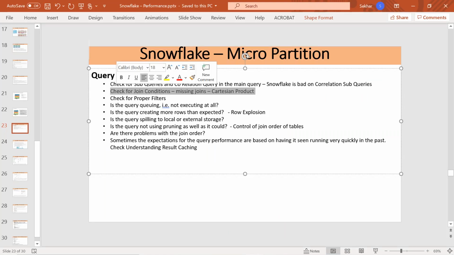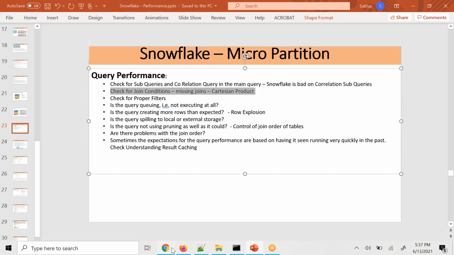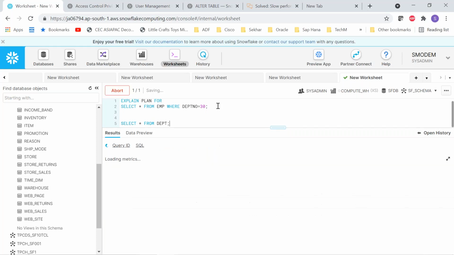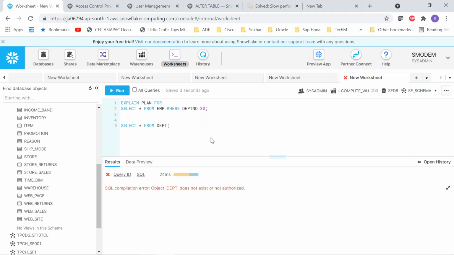For example, select star from EMP, comma DEPT. What happens? I don't know whether the DEPT table is there. Object DEPT does not exist. Okay.